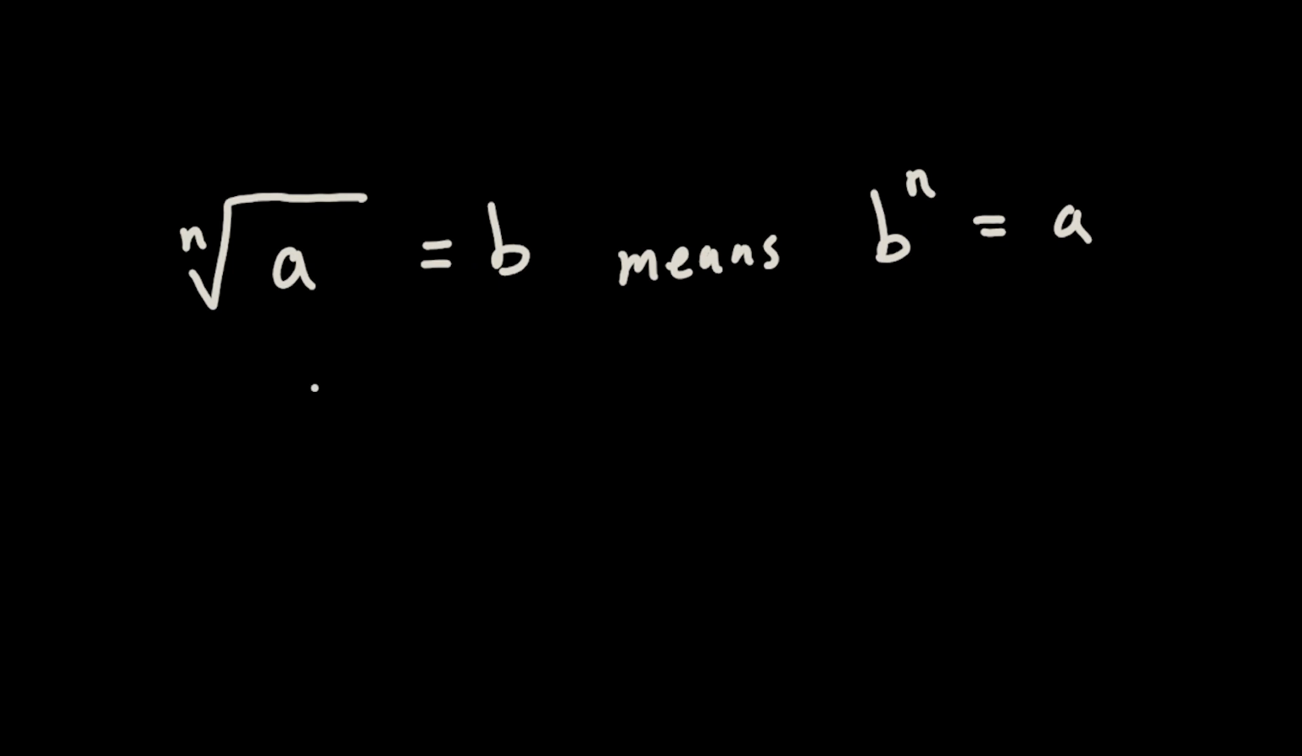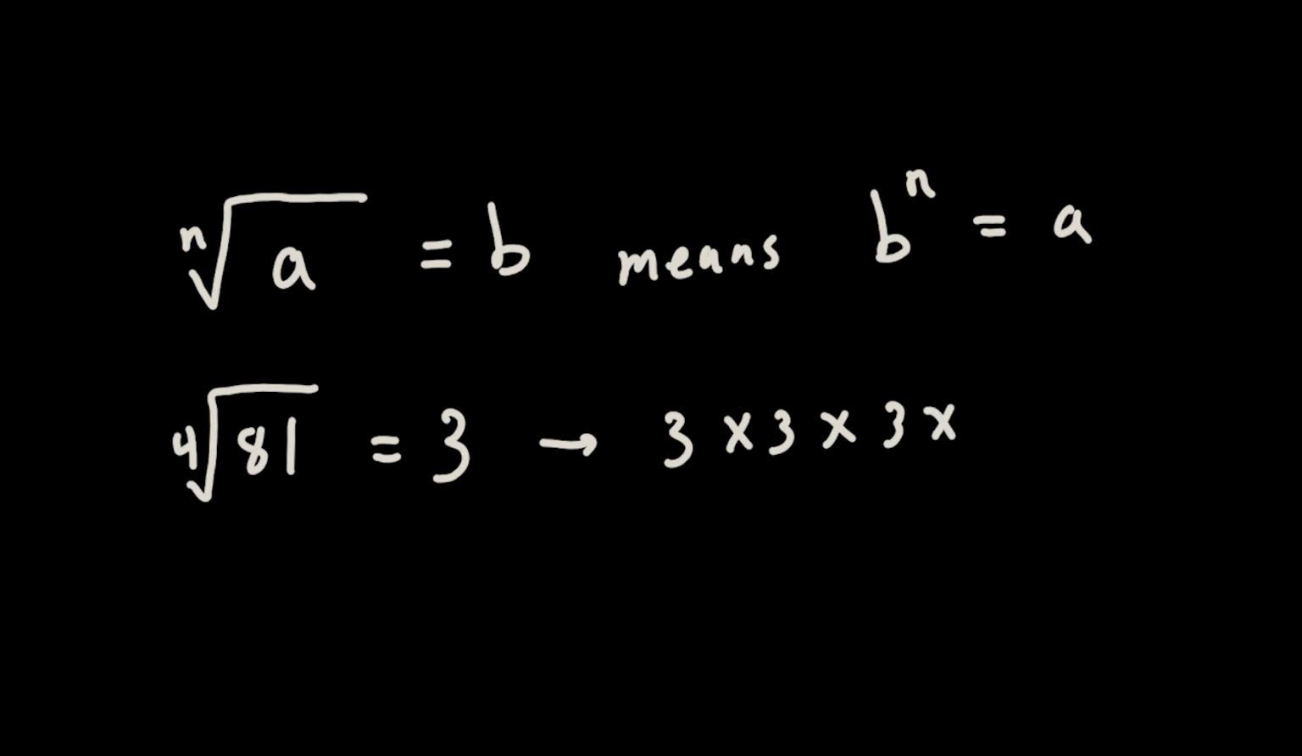So if we have the nth root of a equals p, that means that p to the power n would equal a. Let's see two cases. If we have the fourth root of 81, that would equal 3. Why? Because we all know that 3 multiplied by 3 multiplied by 3 multiplied by 3 would equal 81.